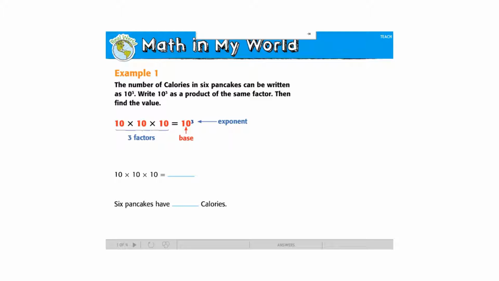So this one says the number of calories in 6 pancakes can be written as 10 to the third power. Write it as a product of the same factor. Then find the value. So we have 10 to the third power written there. 10 times 10 times 10. See what they've done here for you? And then they've written it here again. So 10 to the third power would be 10 times 10 times 10.